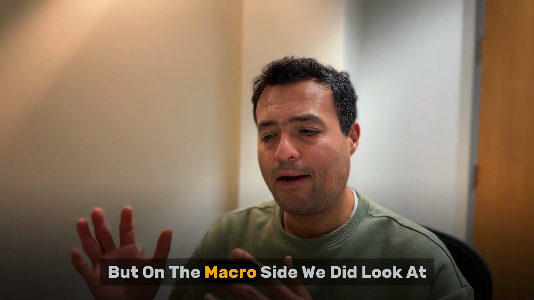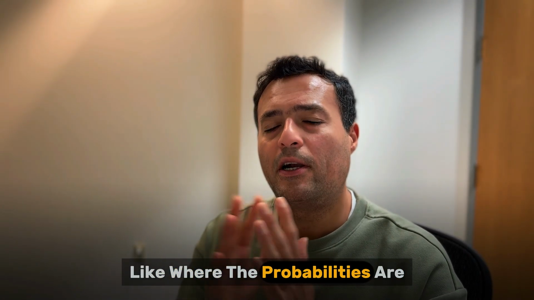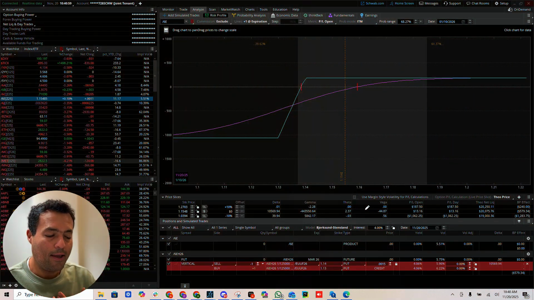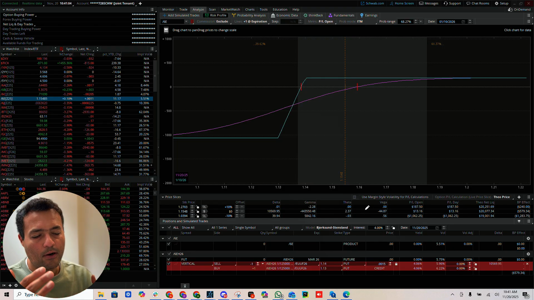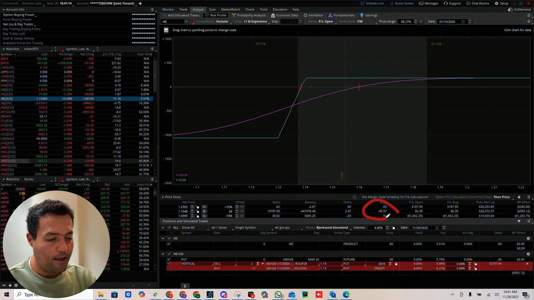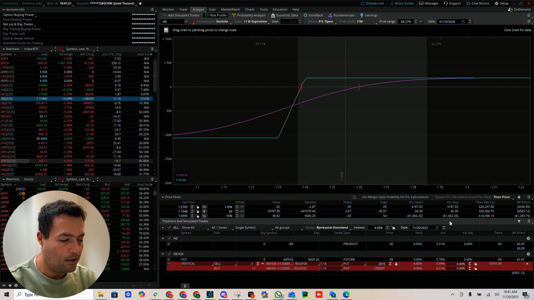That's all. But on the macro side, we did look at where the probabilities are and how the market may react in the next 20 days, which is, in my opinion, it will stay within this range. It would not move much from here, either up or down, until the decision is done. So we will try and take the trade off before that. Let's see if we can collect enough premium before that for it to be taken out. Short Vega, again, when you sell options, you're short Vega. This is the tick that you get it. This day P&L if you get this price.